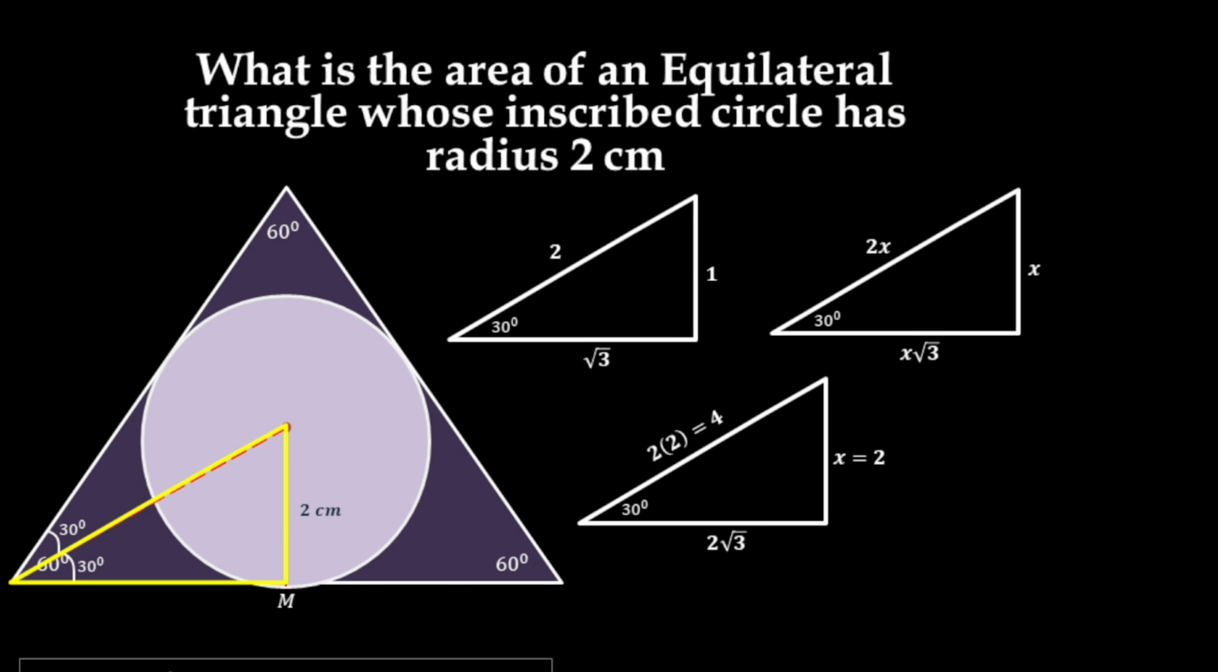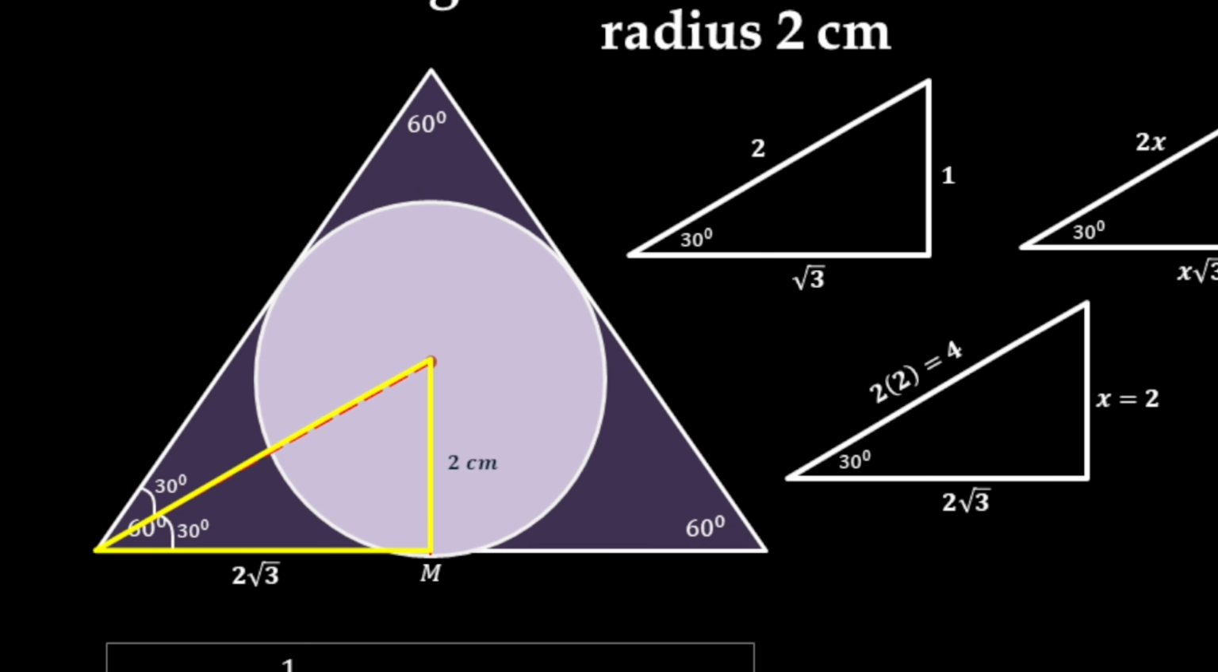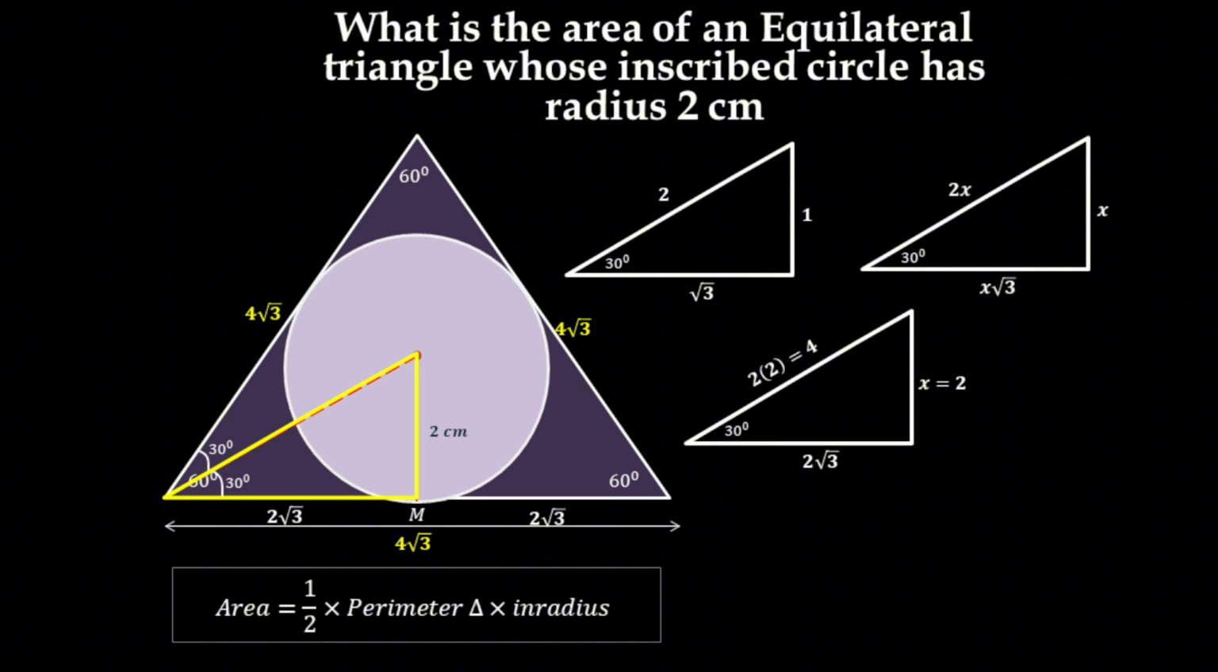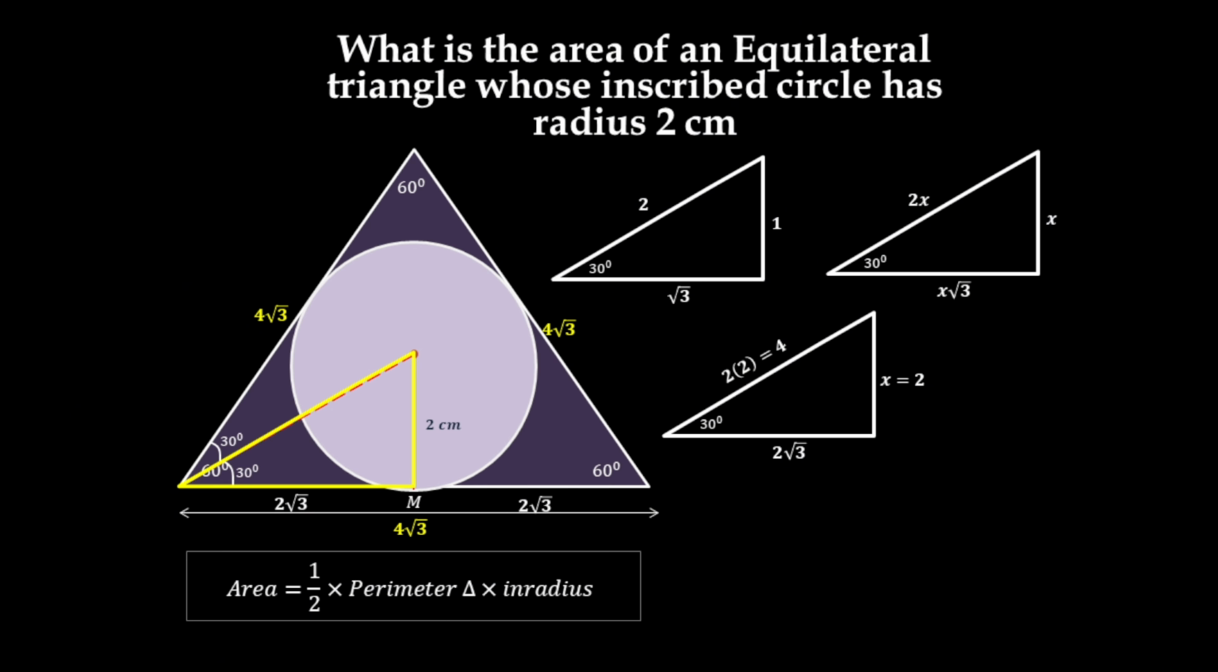So let's go back to our triangle, which means that this part of the triangle will be 2 root 3, and the other side will be 2 root 3. So from the first to the last point of the triangle, here will be 4 root 3. And because it is equilateral, all sides will be 4 root 3. Then we are almost done. If I want to compute the perimeter, it's just adding all the sides together. 4 root 3 plus 4 root 3 plus 4 root 3, that's 12 root 3.